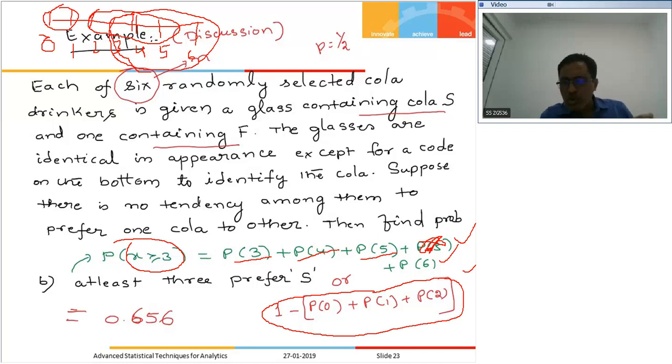Or otherwise, because the total probability is 1, if we remove 1 minus P of 0 plus P of 1 plus P of 2, then we'll get this. This is the second formula: 1 minus P of 0 plus P of 1 plus P of 2, from which we get this.